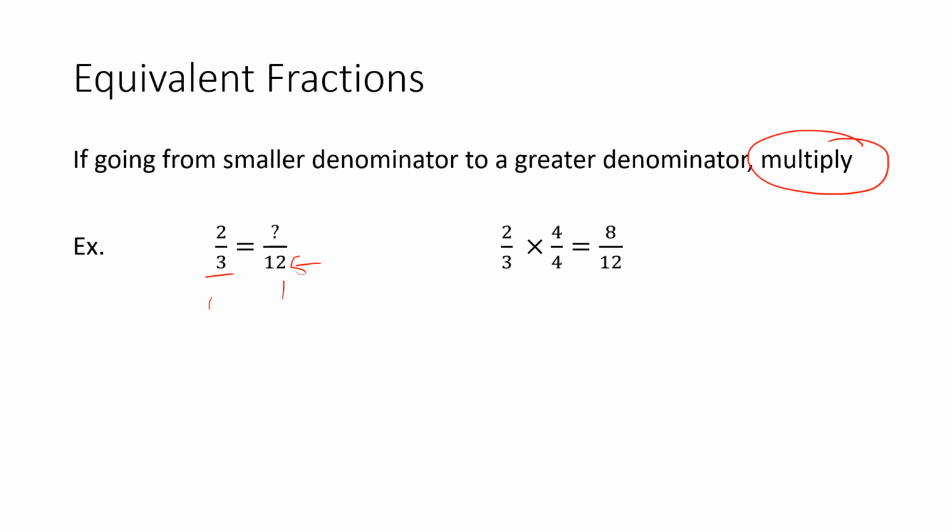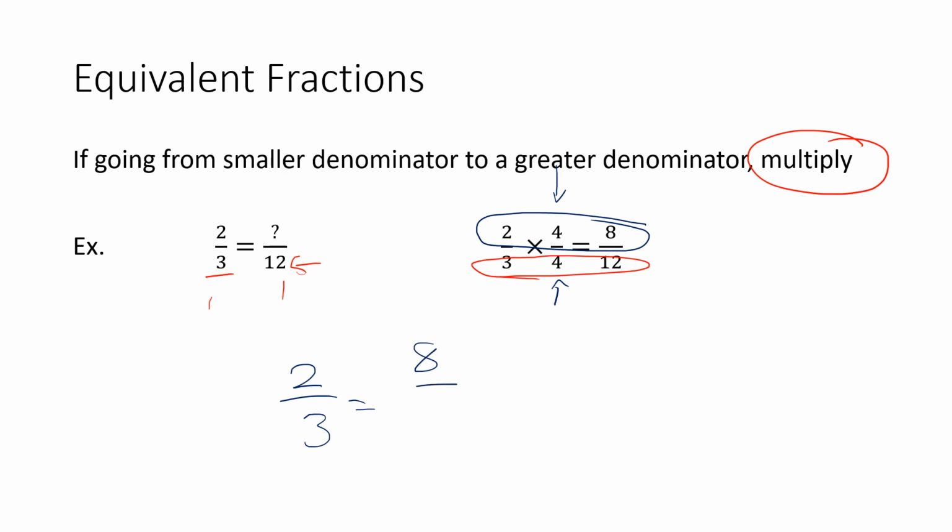So we're going to multiply. Okay, 3 times what equals 12? Well, 3 times 4 will give us 12. But because we're doing this with a fraction, and this is a good rule to always remember whenever we're dealing with fractions, whatever you do to the bottom of the fraction, you also have to do to the top. So if we multiplied our denominator by 4, we're also going to multiply our numerator by 4. So 3 times 4 is 12, 2 times 4 is 8. So 2/3 is an equivalent fraction to 8/12.